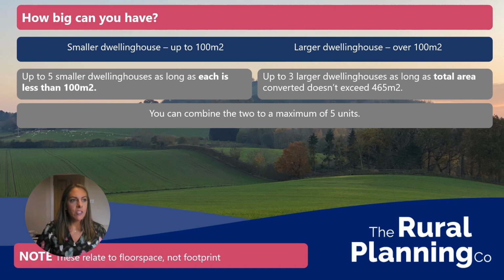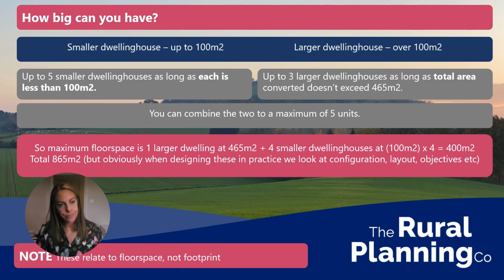If you wanted to max out on floor space, this is the absolute maximum combination you can have: one large dwelling at 465 and four smaller dwelling houses at 100. And that obviously gives you 465 plus 400, and so the absolute maximum floor space under Class Q you can have is 865.